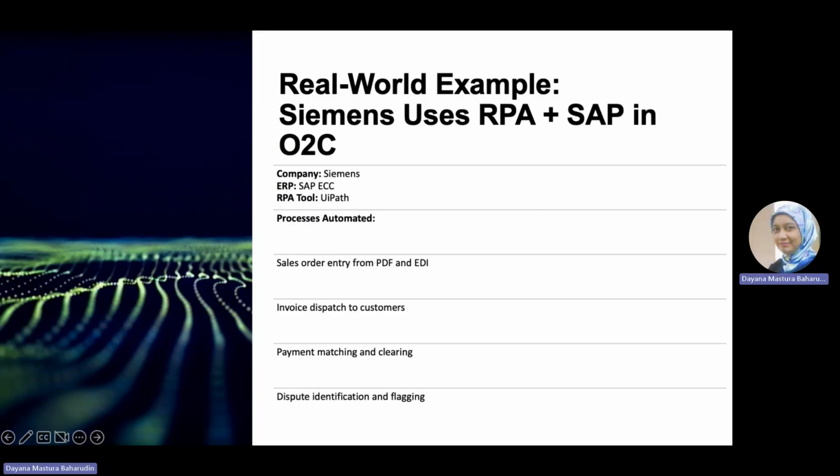Okay, here we have a real example. Siemens uses RPA and SAP in O2C. The ERP tool is SAP, the RPA tool is UiPath. Automated tasks include sales order entry from PDF and EDI, invoice dispatch to customers, payment matching and clearing, dispute identification and flagging.